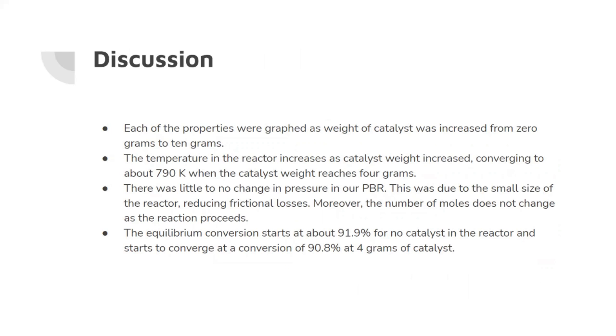The temperature in the reactor increases as catalyst weight increases, converging to about 790 Kelvin when the catalyst weight reaches 4 grams. There was little to no change in pressure in our PBR. This was mostly due to the small size of the reactor, reducing frictional losses. Moreover, the number of moles does not change as the reaction proceeds. The equilibrium conversion starts at about 91.9% for no catalyst in the reactor and starts to converge at a conversion of 90.8% at 4 grams of catalyst.